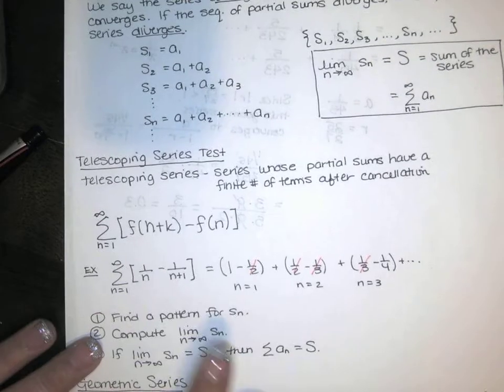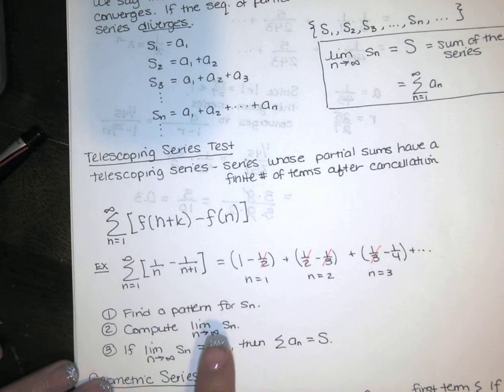So we've got the telescoping series test. If it looks like this, it's telescoping. We find the pattern for S of n, we compute its limit, and then we compute the sum.